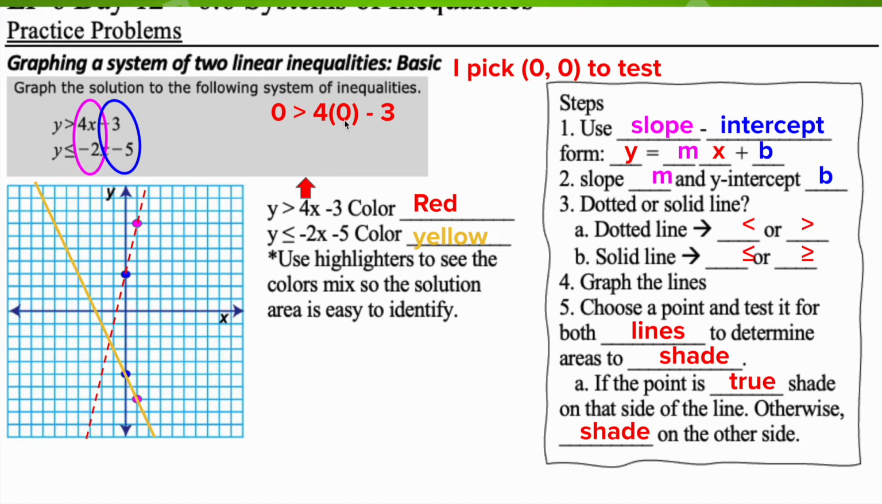And I'm just seeing, is it true or is it false? So 0 is greater than 4 times 0 minus 3. So 4 times 0 is 0, which cancels. So I have 0 is greater than -3, which is true. So you can see I immediately went through and I shaded on that side. Since it's over here, the whole side of the line gets shaded red. Because that's true. All of that red is possible solutions for the first equation.